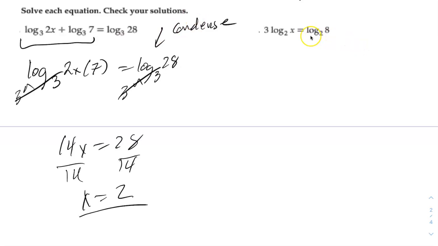Same thing here. There's not a good way besides doing this. So this one, you can't just take the 2 to both sides first. There's a 3 in your way. It has to be perfectly only a log on either side. So 3 is in my way. So what I can do with this is move it up here. Make it log base 2 of x cubed equals log base 2 of 8.